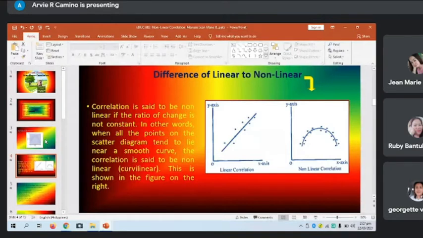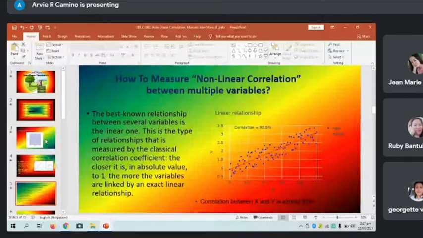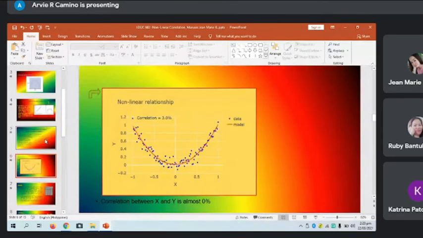The best known relationship between several variables is the linear one. This is the type of relationship that is measured by the classical correlation coefficient. The closer it is in absolute value to 1, the more the variables are linked by an exact linear relationship. So you can see in the table, the linear relationship: correlation between x and y is almost 90%. This is linear.